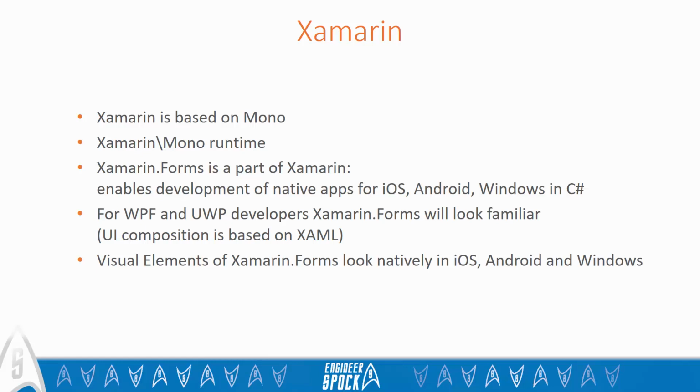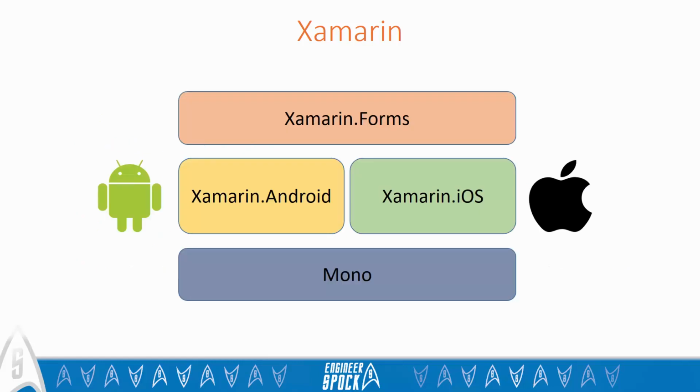the hood. So, at the lowest level, we have the Mono runtime. On top of Mono, we have Xamarin.Android and Xamarin.iOS. These libraries allow us not only to write shared code, but also dig into specific features of these platforms. On top, we have Xamarin Forms, which exposes unified types which we can use to build shared UI.